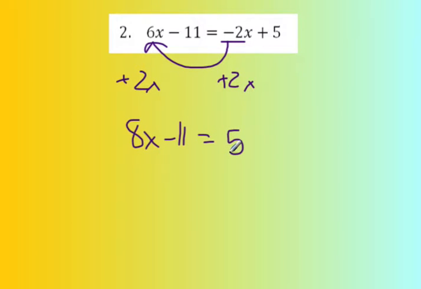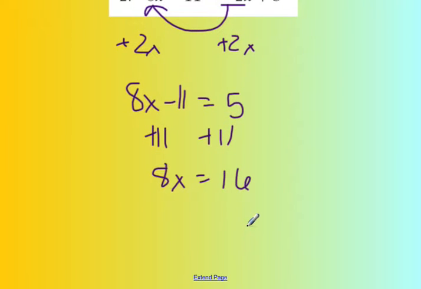Now since it's a minus 11, I need to add 11 to both sides. So then I get 8x is equal to 5 plus 11, which is going to give me 16. Now I need to get rid of that coefficient that's out in front of the x. I notice that the 8 is being multiplied by the x, so in order to get it over to the other side, I'm going to divide both sides by 8.